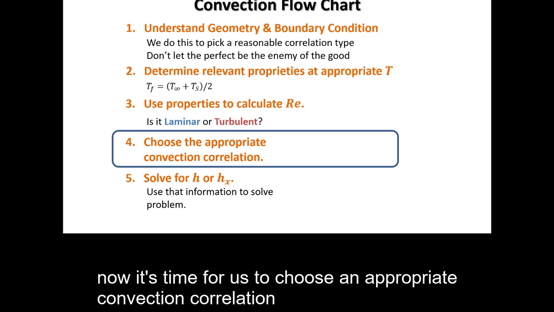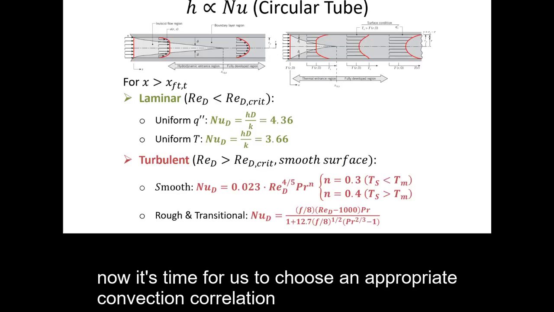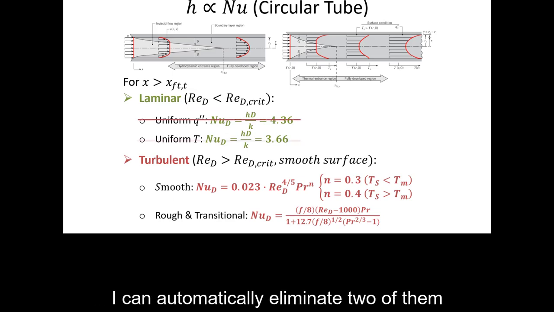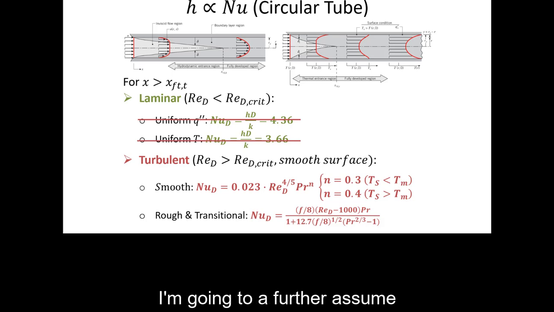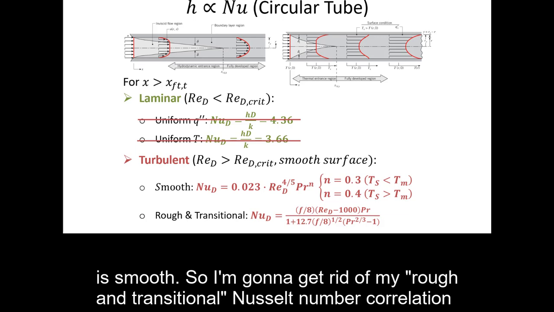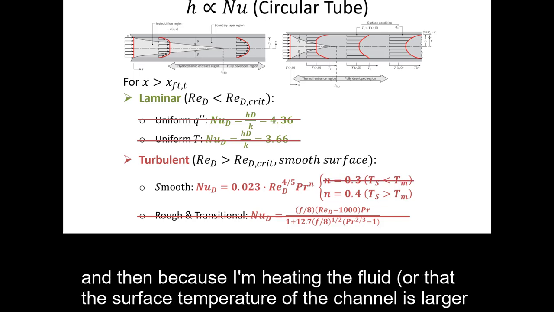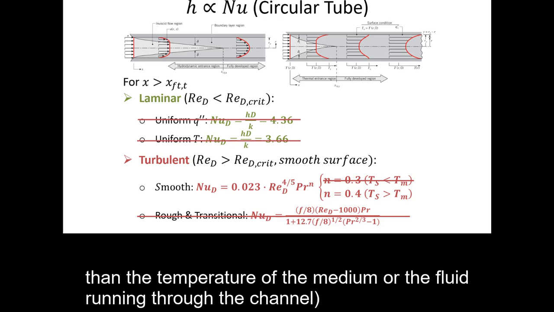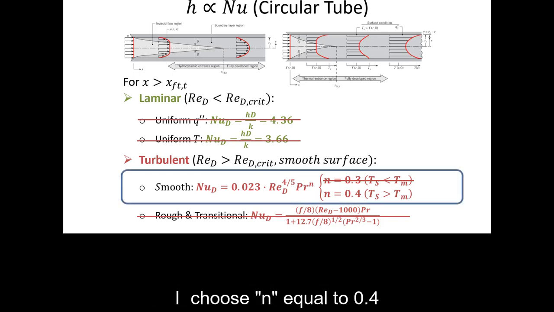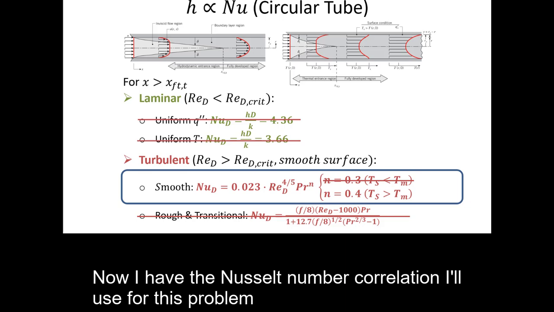Now it's time for us to choose an appropriate convection correlation. I have 4 choices, and because I found that the flow is turbulent, I can automatically eliminate 2 of them. I'm going to further assume that the rectangular duct we're talking about is smooth, so I'm going to get rid of my rough and transitional Nusselt number correlation. And then because I'm heating the fluid, meaning the surface temperature of the channel is larger than the temperature of the fluid running through the channel, I choose n equal to 0.4. Now I have the Nusselt number correlation I'll use for this problem.